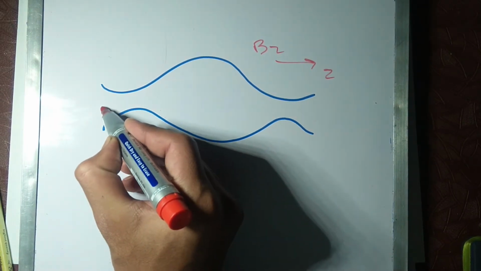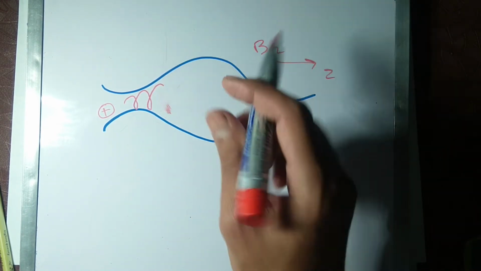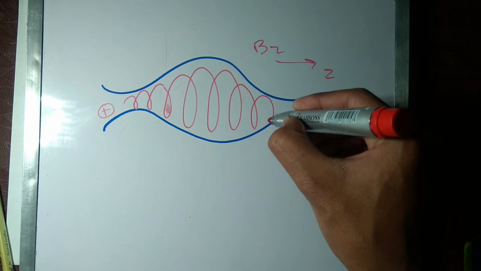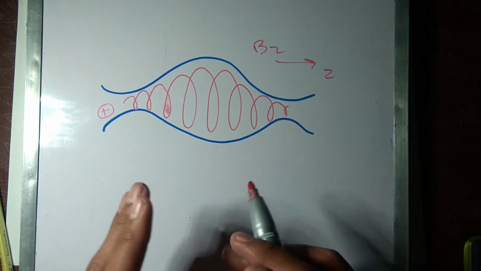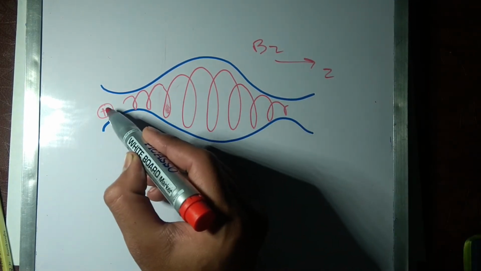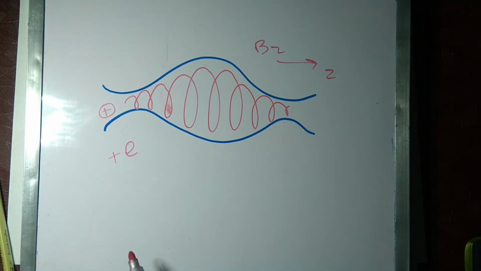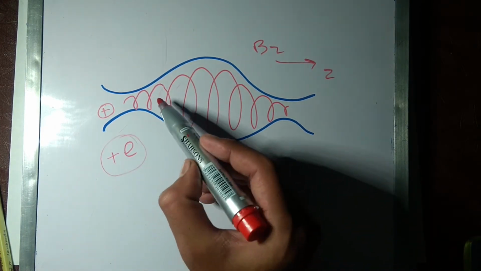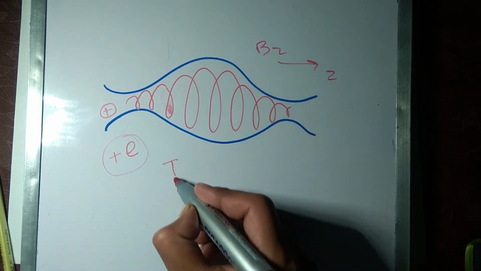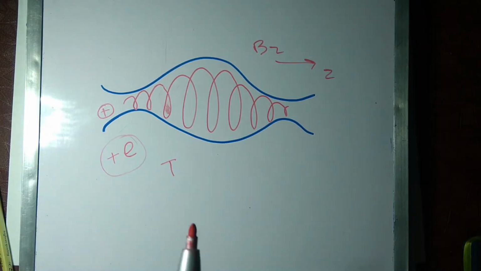So when the particle enters here, it will start gyration. It will gyrate like this. This is the gyration. Now let's say that this is a positive charge, with a charge of positive e, and it covers a circle. It completes one cycle in time period T. This is the time period for one oscillation, or one circle.